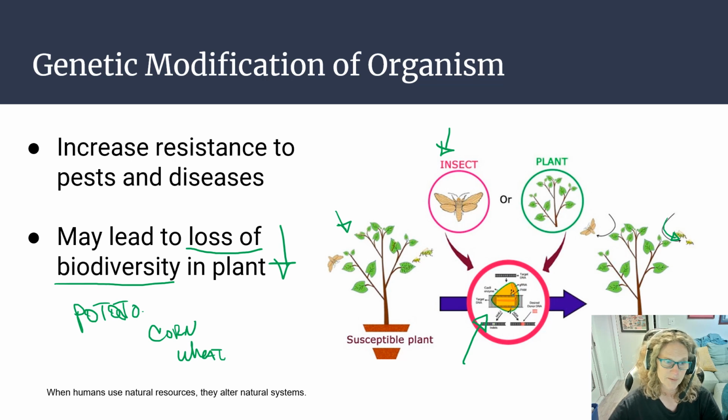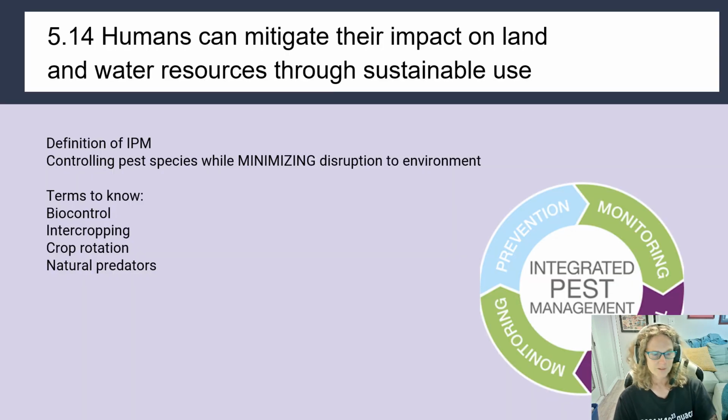So remember, this little topic for this CED is right here. I put it in here. When we alter natural resources, we also alter natural systems. So that's something to always keep in mind. I always like the quote from Jurassic Park, just because you can do something does not mean you should do something. Okay, so if we don't want to use these harsh pesticides, what can we do?